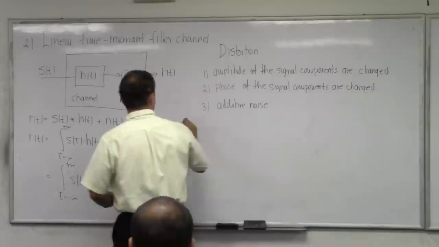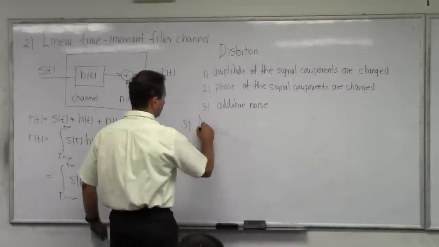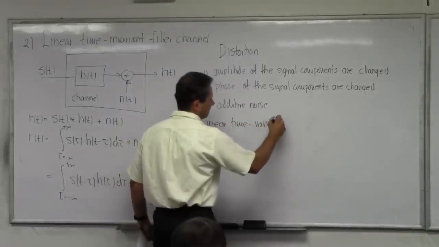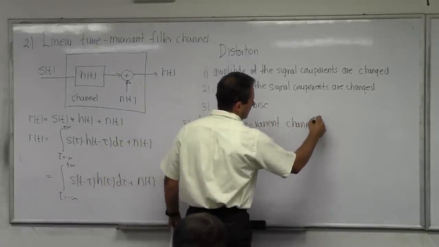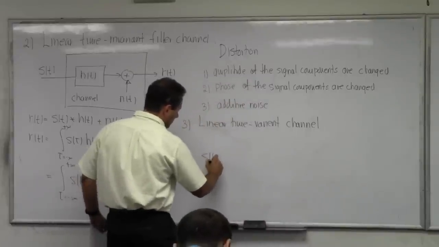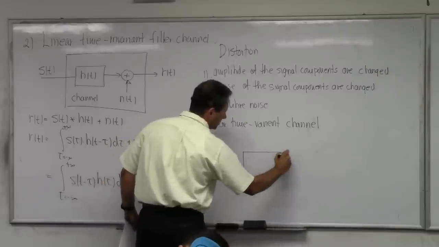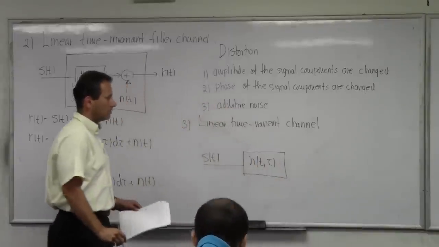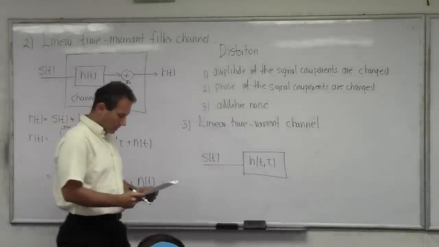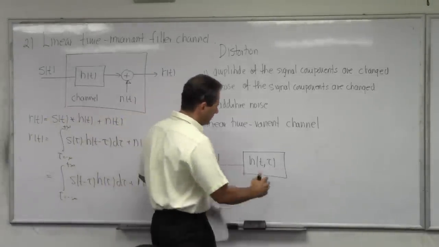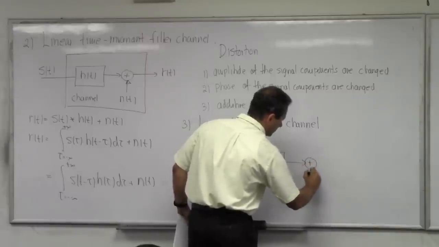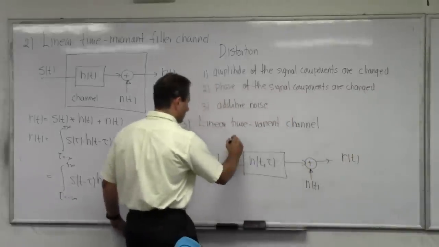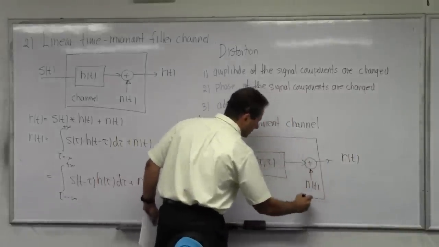The last channel that we're going to talk about is the linear time variant channel. The model for this channel looks like this. This is your input. You still have an impulse response, h. But now it's h of t at some time tau, right? I'll explain this in a little more detail. And then inevitable noise is added at the end to produce your r(t). So now this whole block makes a channel.